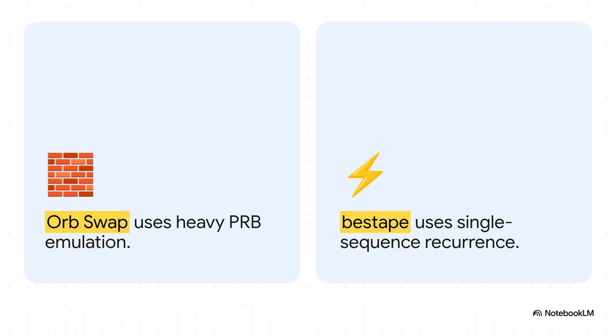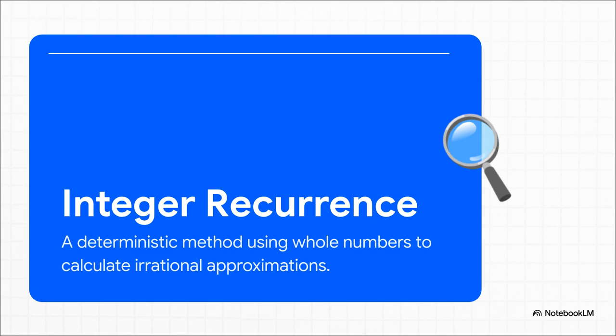We can directly contrast that bloated execution of OrbSwap's PRB math emulation with a brilliantly elegant discovery from the best state repository, the single-sequence linear integer recurrence. Instead of fighting the computer's native architecture with bloated scaling, this new approach works perfectly with it. So, the absolutely crucial point here is that this method acts exactly like a perfect exact ALU surveyor.